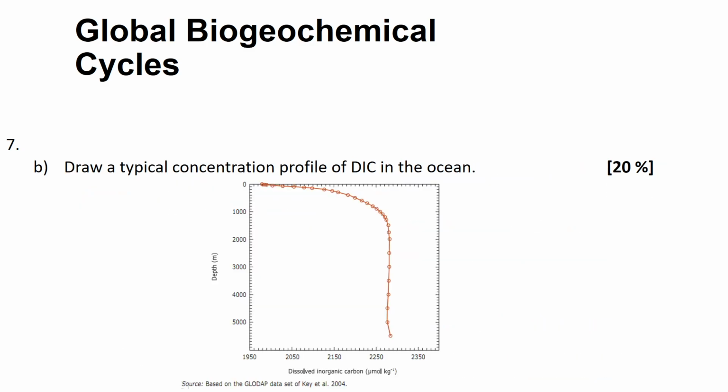Next, the second part of the question is just asking you to draw a typical concentration profile of DIC in the ocean. So this is what I was looking for. Pretty sure this is one of the figures from one of the slides. So the important features we are really looking for here is having at least some kind of label on the axes, depth and dissolved inorganic carbon, and hopefully some kind of sensible depth scale.